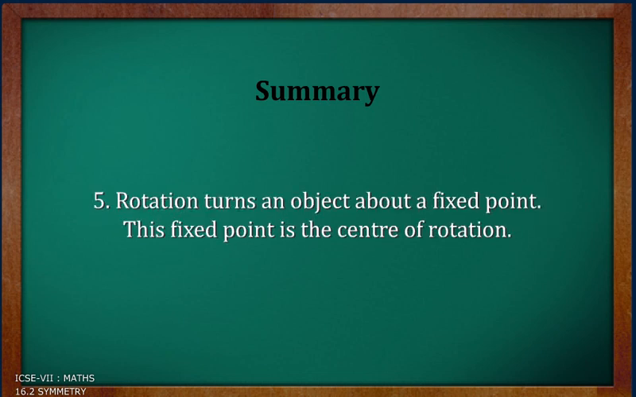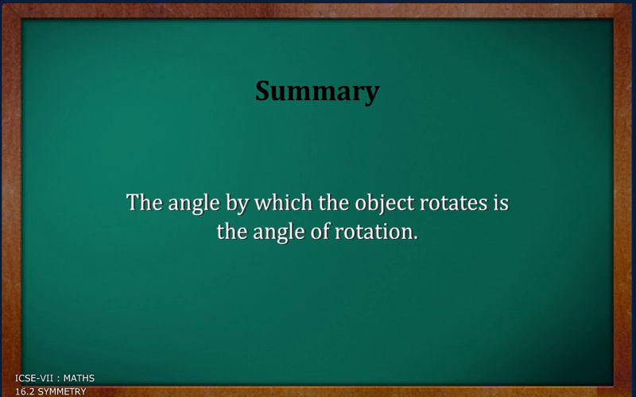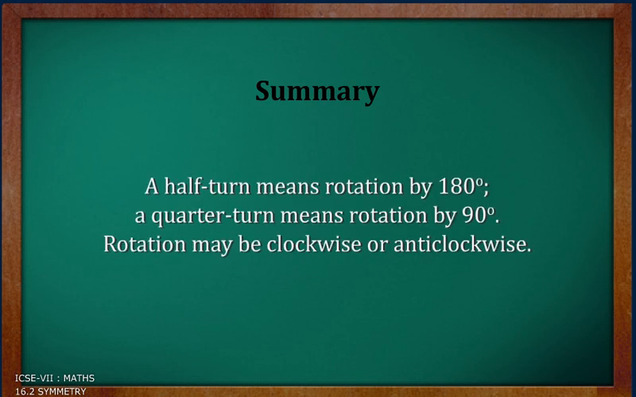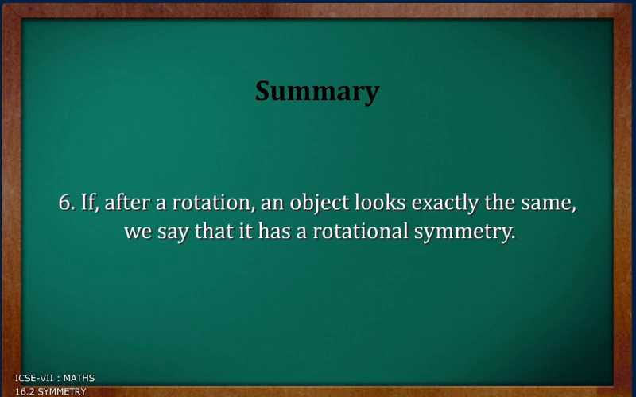5. Rotation turns an object about a fixed point. This fixed point is the center of rotation. The angle by which the object rotates is the angle of rotation. A half turn means rotation by 180 degrees. A quarter turn means rotation by 90 degrees. Rotation may be clockwise or anti-clockwise. 6. If after a rotation an object looks exactly the same, we say that it has a rotational symmetry.